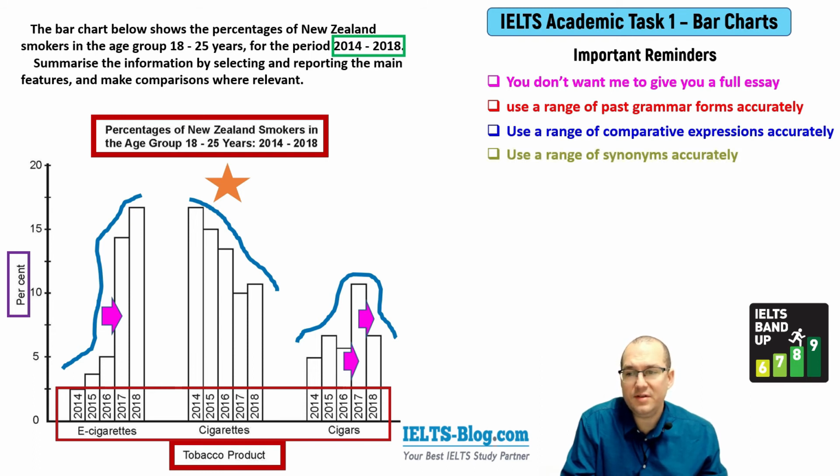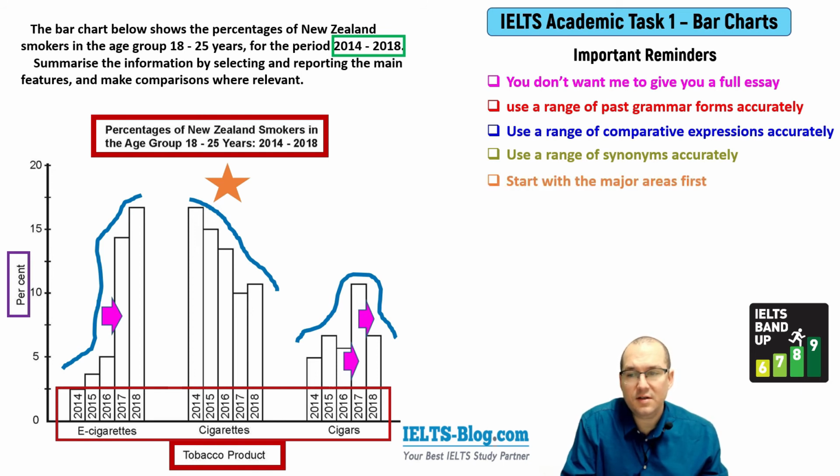Next, have a range of synonyms accurately. Instead of increase, goes up, you saw that I used uptick. Again, there's so many websites out there that give you synonyms for things like percentage. Okay, so you don't want to use the same word over and over again. This negatively affects your lexical score. So you want to use some synonyms. Check those out. Use the ones that are comfortable for you.